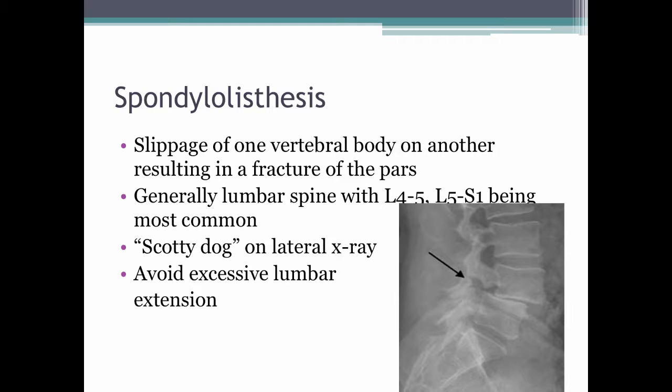With these folks, we definitely want to avoid doing lumbar extension exercises, so we want to be more flexion biased with these people because we don't want to make that worse.